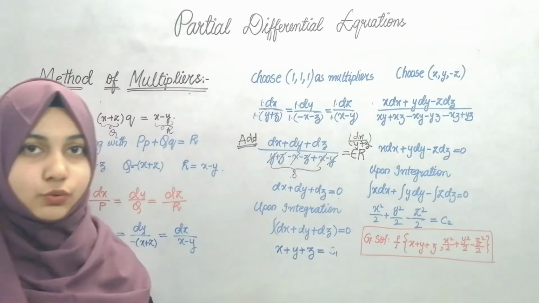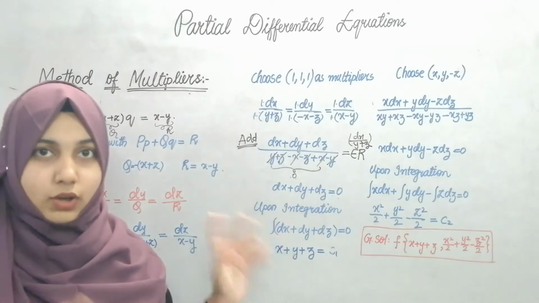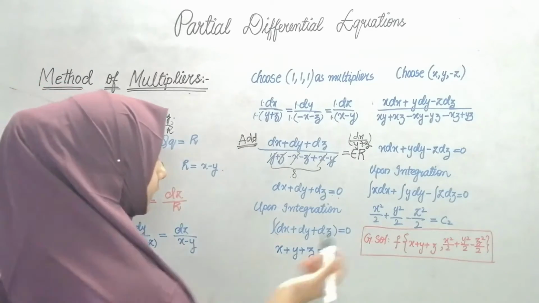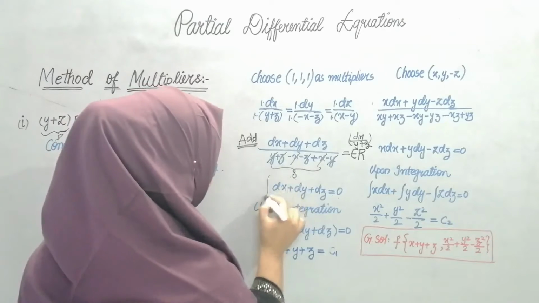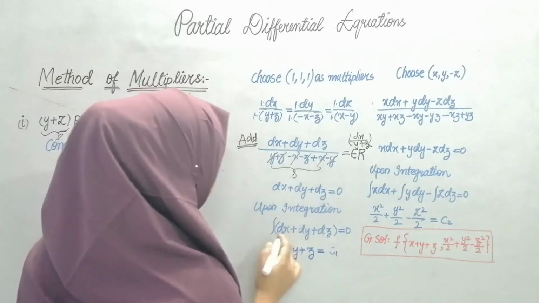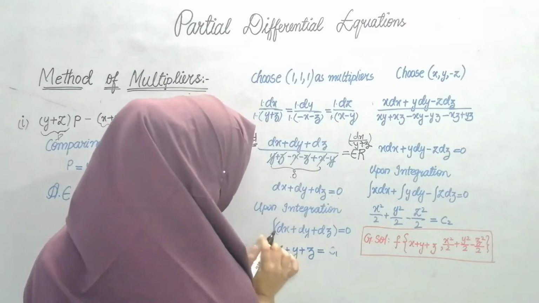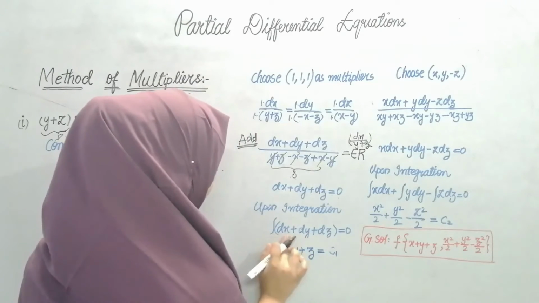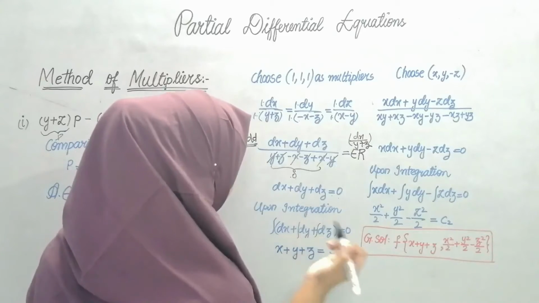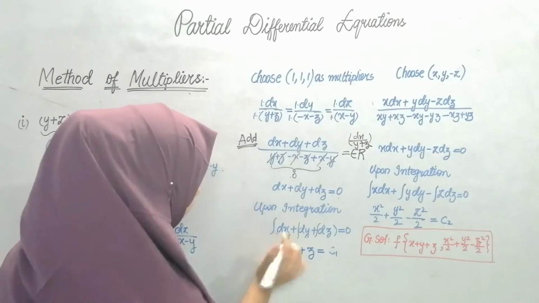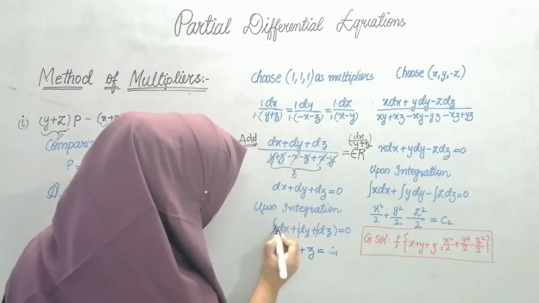Next, now I need to do what? I need to solve it in order to get my constants C1 and C2. So I'm going to integrate this. I can either integrate it together or I can integrate it individually: integration of dx, integration of dy, integration of dz. So here there is nothing, it is only dx, so I'll consider here 1.